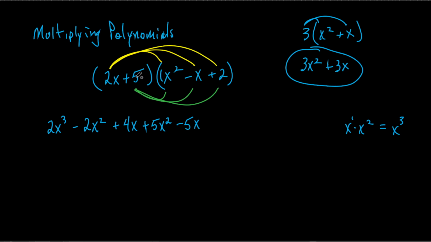And then we do the last ones, okay? The 5 times the 2. They're both positive. So when we multiply two positives, we get a positive. 5 times 2 is 10.